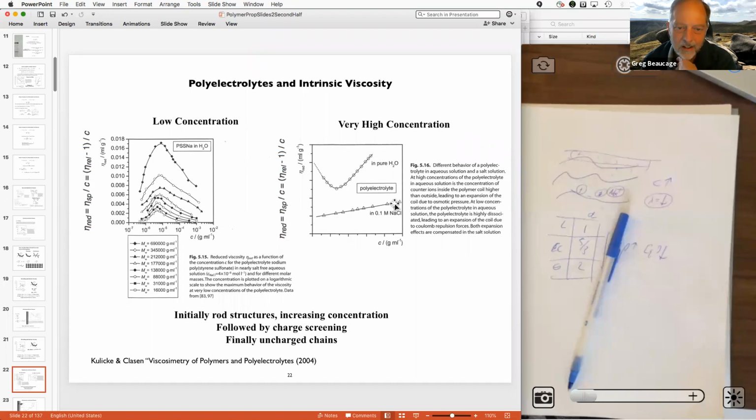You can see, like in a salt solution, this chain behaves perfectly well, like a normal polymer, right? You can get the density from the slope, and then when you put it in water without salt, then you see this weird behavior going on. So something's going on with the charge, this charge screening thing's going on.